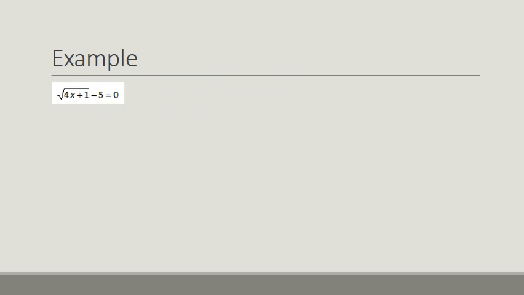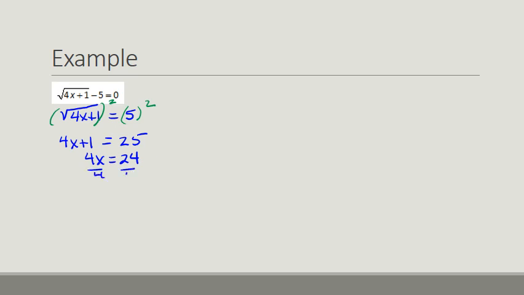So here's an example. I want to move the 5 over to the other side, so I'm going to add it to both sides so that I get the square root of 4x plus 1 equals 5. And now I'm going to square both sides. When I do that, that gives me 4x plus 1 equals 25. If I subtract 1 from both sides, I'm going to get 4x equals 24. And if I divide by 4, x will equal 6.